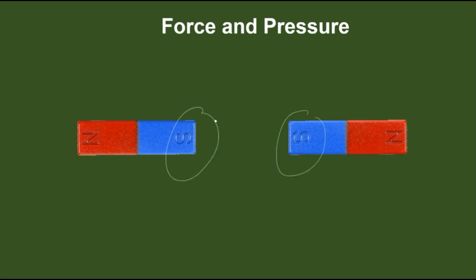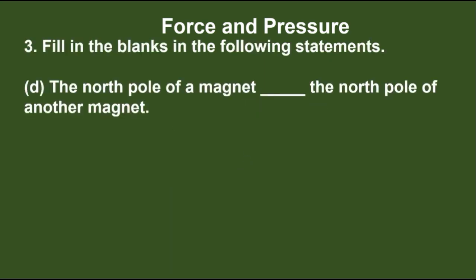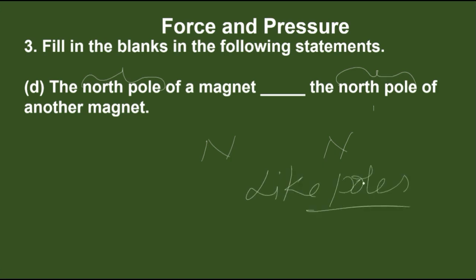When the like poles are brought near, what happens? Remember, they repel. You all have done this experiment, and unlike poles attract. But the question is that the north pole is brought near the north pole, so N and N are facing each other and they are like poles, and therefore they should repel.